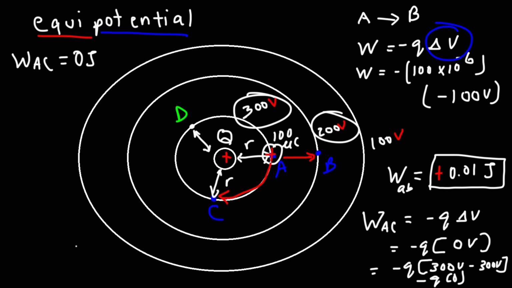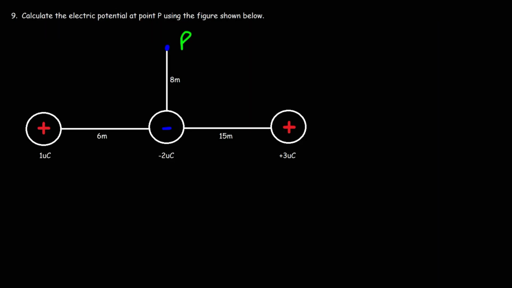Number 9, calculate the electric potential at point P using the figure shown below.